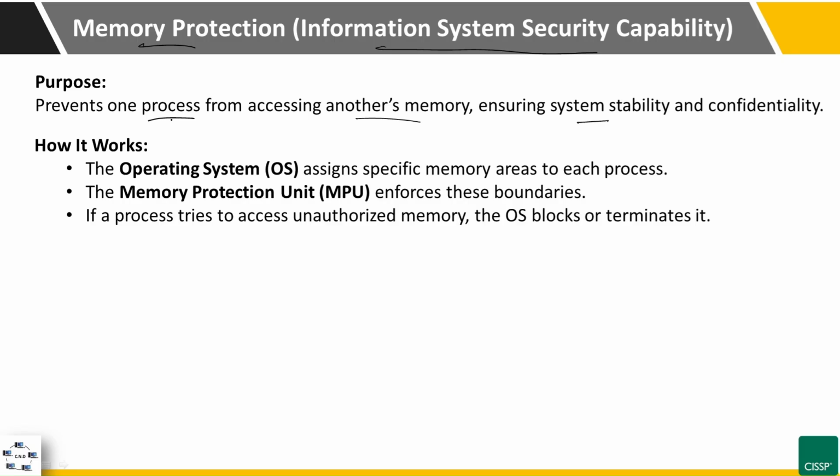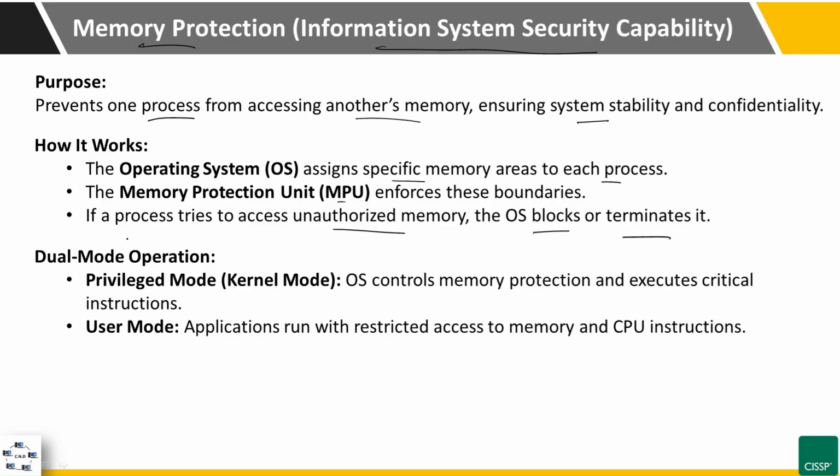So this is how memory protection works. The operating system assigns specific memory areas to each process. The memory protection unit, or MPU, enforces these boundaries. And if a process tries to access unauthorized memory, the operating system blocks or terminates it.